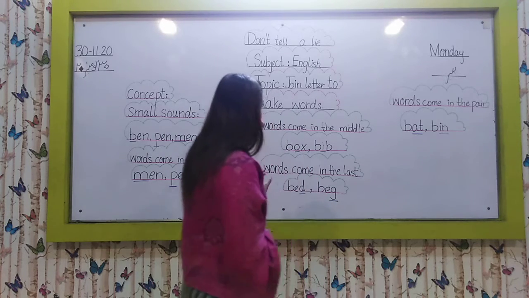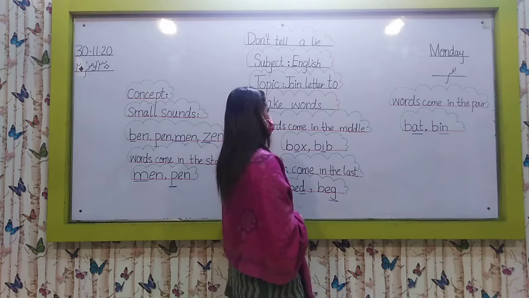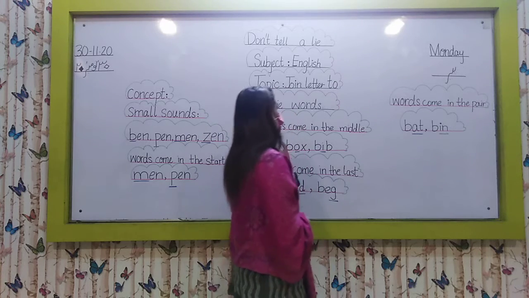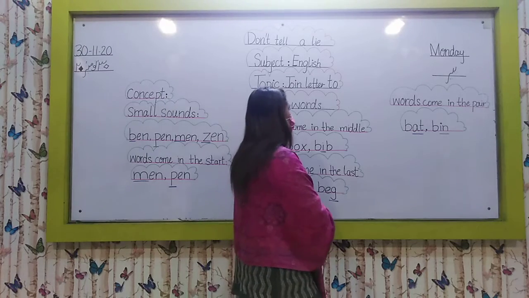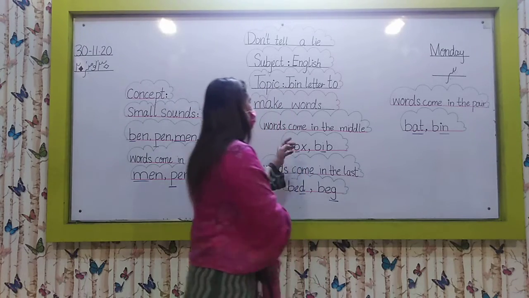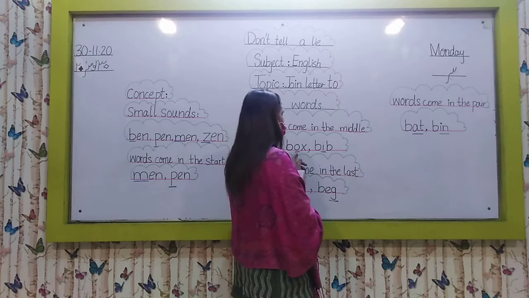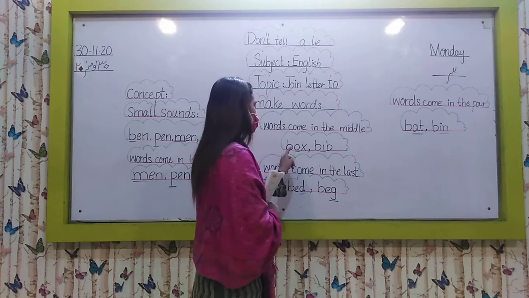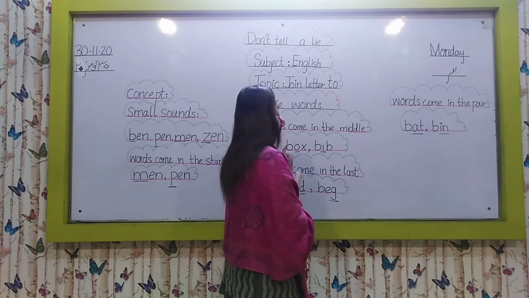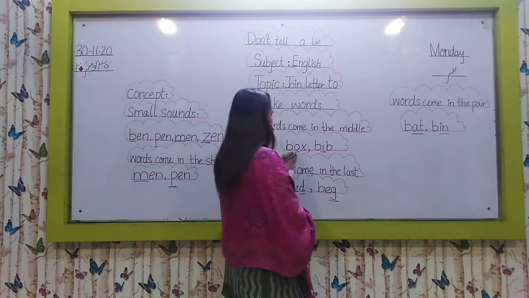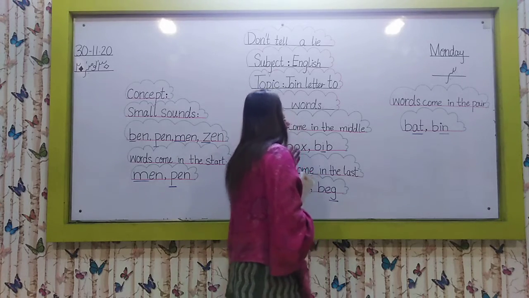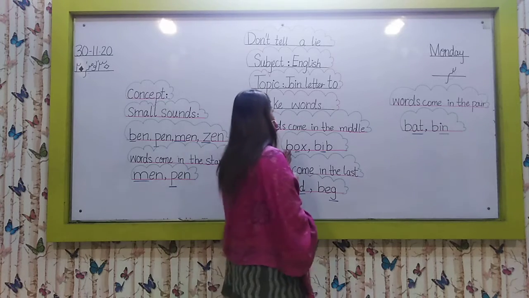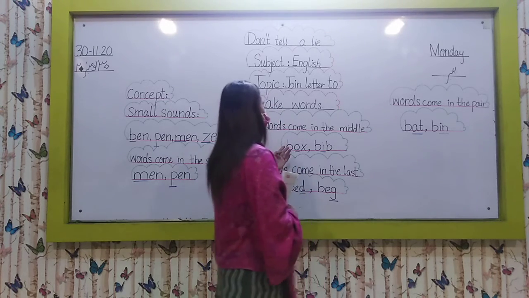Which word is this? Box. What is the spelling of box? B O X, box. And what is the sound of O? O, O, O. B, B, O, box.